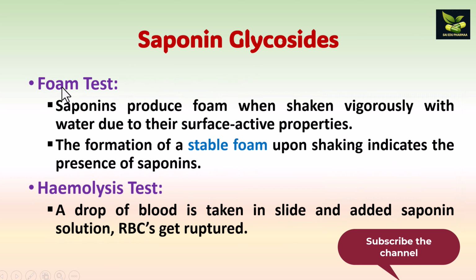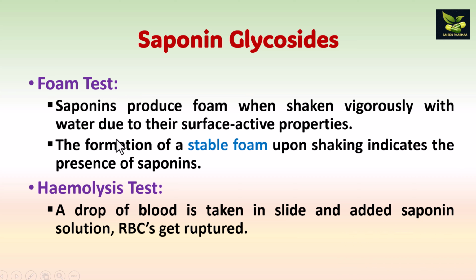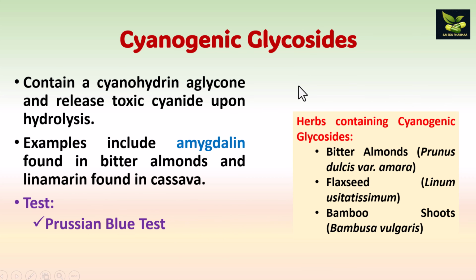In the first, foam test, saponins produce foam when shaken vigorously with water due to their surface active properties. And the formation of stable foam upon shaking shows the presence of saponins. Second is hemolysis test. We take a drop of blood on a slide and add saponin solution. Then if RBCs get ruptured, it means it contains saponin glycosides.